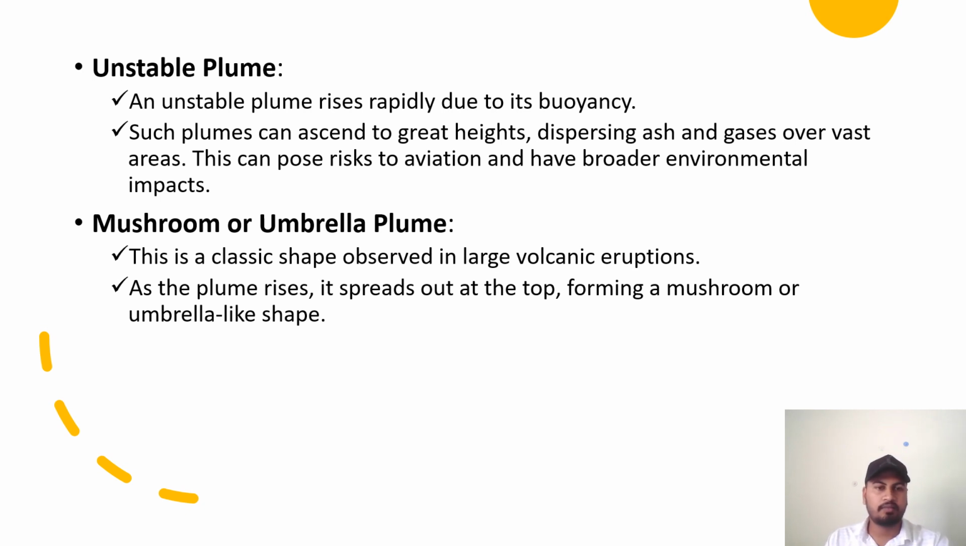And the next is the mushroom or umbrella plume. This is a classic shape observed in large volcanic eruptions. This plume is usually seen during a volcanic eruption or during any blasting of bombs and all, so that a huge amount of gases rises up. As the plume rises, it spreads out at the top, forming a mushroom or umbrella-like shape.